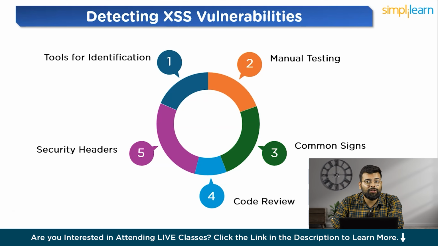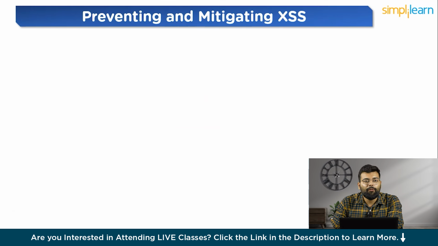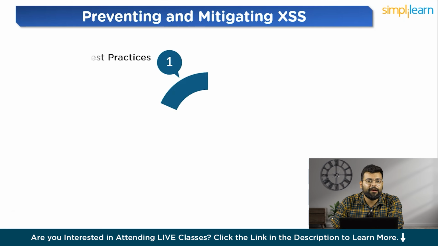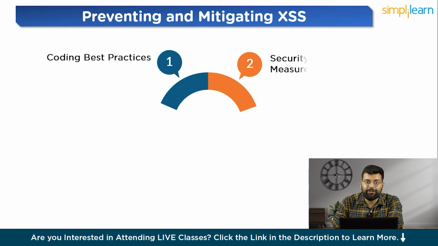So these were the detecting options for XSS vulnerabilities. Now we'll see prevention and mitigating them. So the number one on the list is coding best practices. Employ secure coding standards that include escaping user input, using safe API functions, and applying least privilege principles. The next is security measures. Implement Content Security Policy (CSP), which helps in preventing XSS by restricting the sources from which scripts can be loaded.